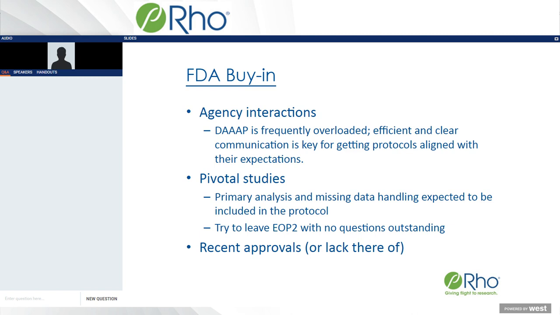What you don't want is to have an interaction and get your meeting minutes and come back and realize that something you needed to have clarified did not get resolved coming out of there. Particularly for your pivotal studies, these come on fast and very quickly. The SAP pretty much needs to be in the protocol in terms of your primary efficacy analyses, and you really want to leave your end of phase 2 meeting with no questions outstanding. In other indications, you can use recent approvals to inform what the expectations are. Unfortunately, this division has not had that many recent approvals, so you can't go back through the reviews and see what the agency's current thinking is.